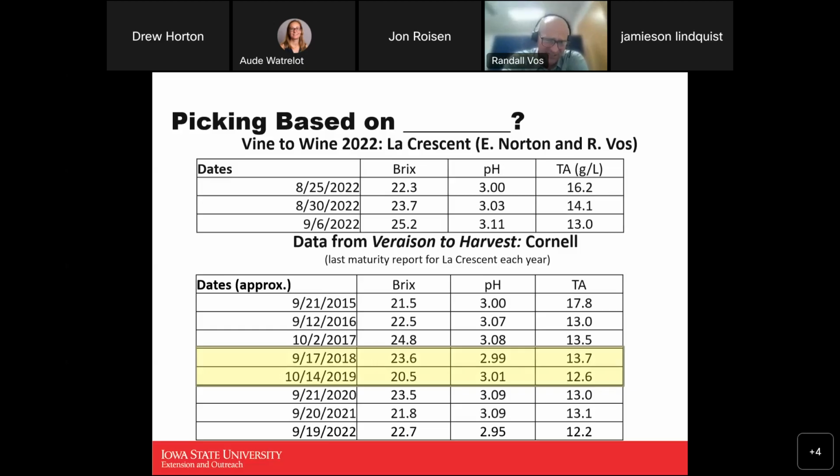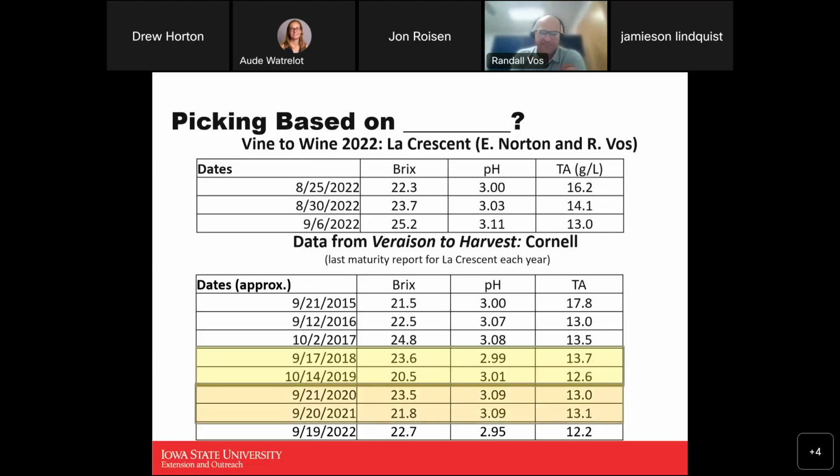If you look at 2018, 2019, they picked at the exact same pH for all intents and purposes, but they were 3 degrees Brix apart. Again, we don't know that in 2019 the flavor was any worse. It just came in at a lower sugar level. And so sometimes people will say, well, what do I pick based on? And I do know some growers and wineries do pick based on Brix. And if that works for your location, great. I would caution transcribing that to another location, because you may have a different crop load, different climate, and looking at Brix alone, again, probably doesn't tell us the whole picture.